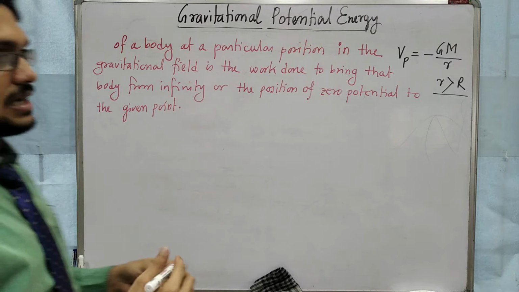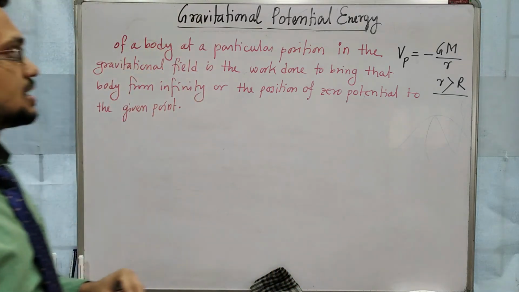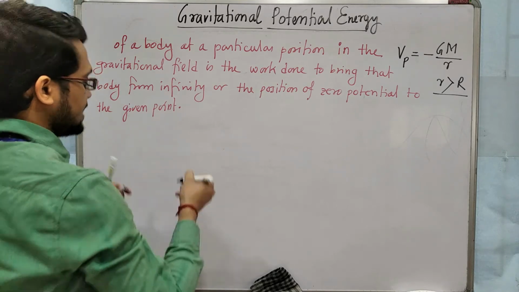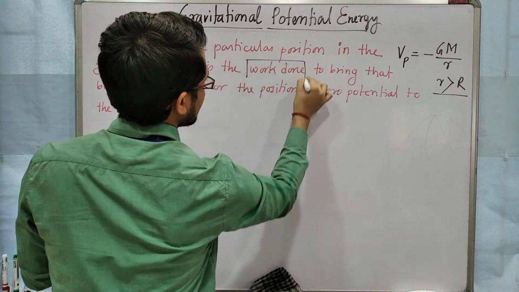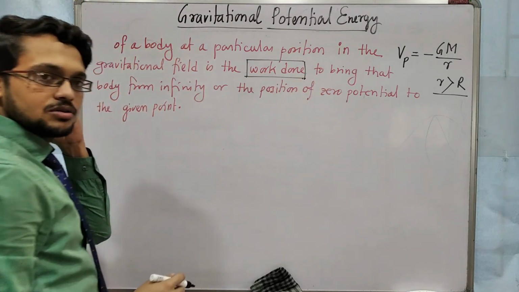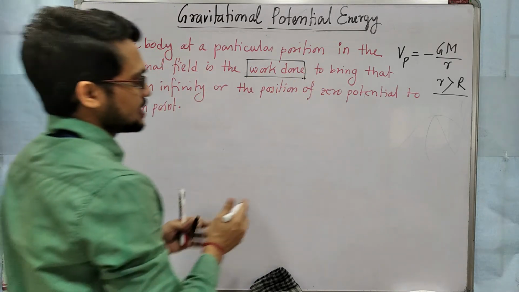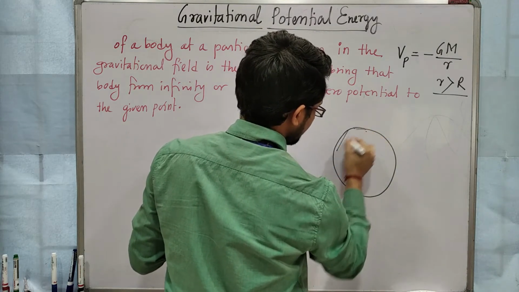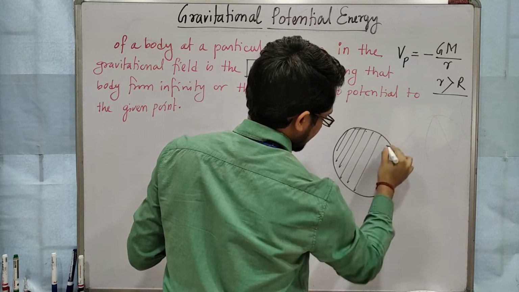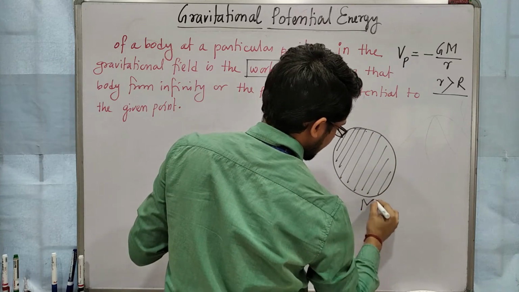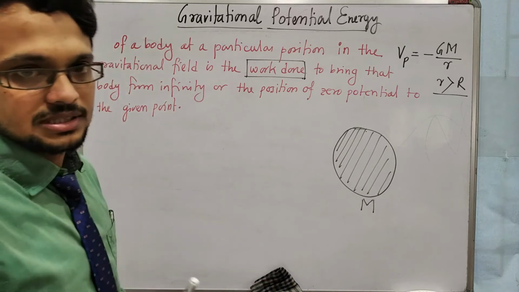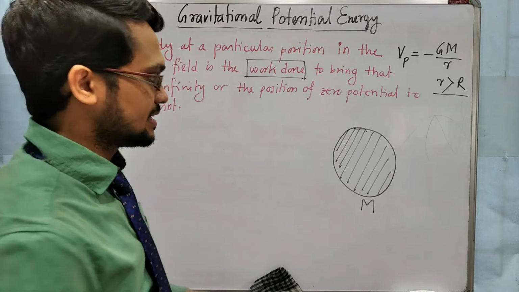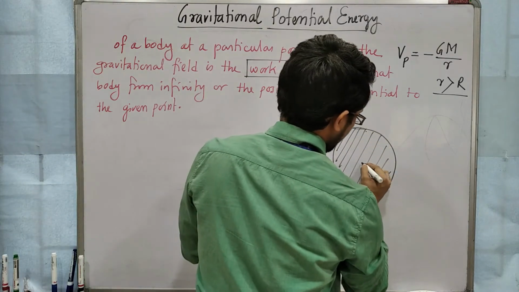So to do this process, the amount of work done is the potential energy of that body. Here again it is work done, but here I am not talking about the unit mass. Suppose this is any object or any planet, and here we will always bring the second object to a position at a distance r from its center of mass, where small r is greater than the radius of that planet.